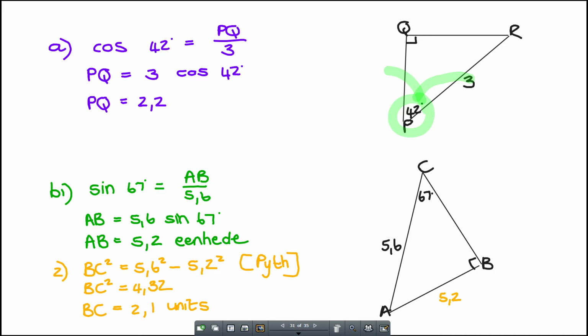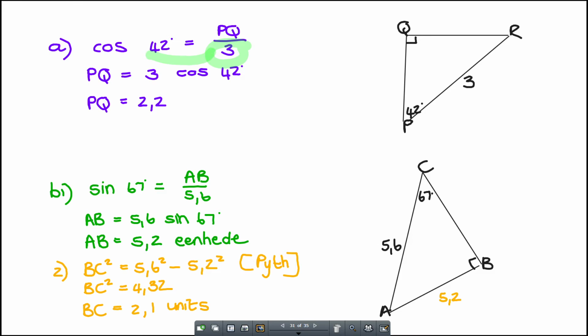Ek lees hom verkeerd. Okay, so I have the hypotenuse and I want the adjacent. So that's why I use cos. So cos 42 is dan nou the adjacent side was PQ over the hypotenuse which was 3. Van daar af wil ek hê jy moet vir my daai 3 gaan ontslaa raak and when we take it over it becomes 3 times cos 42.